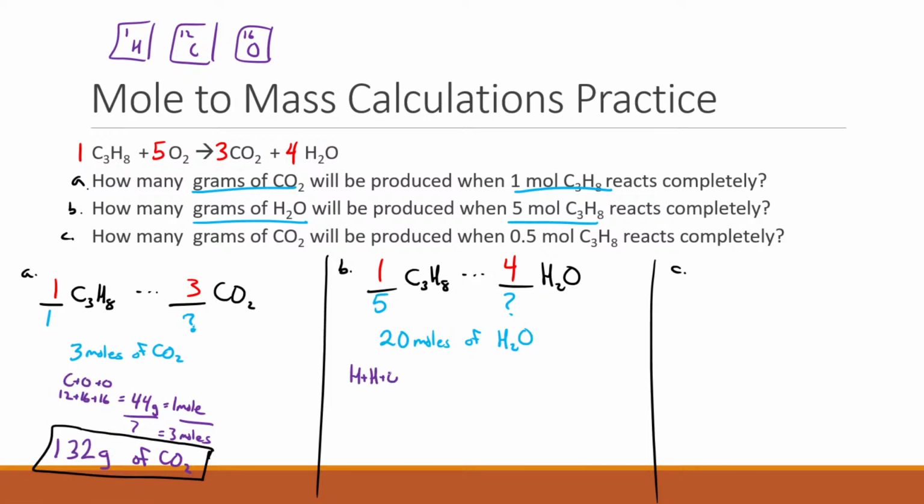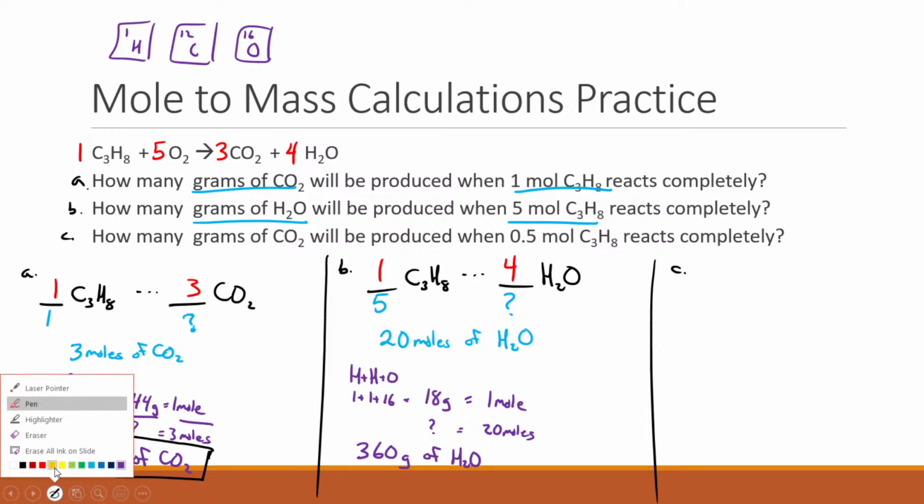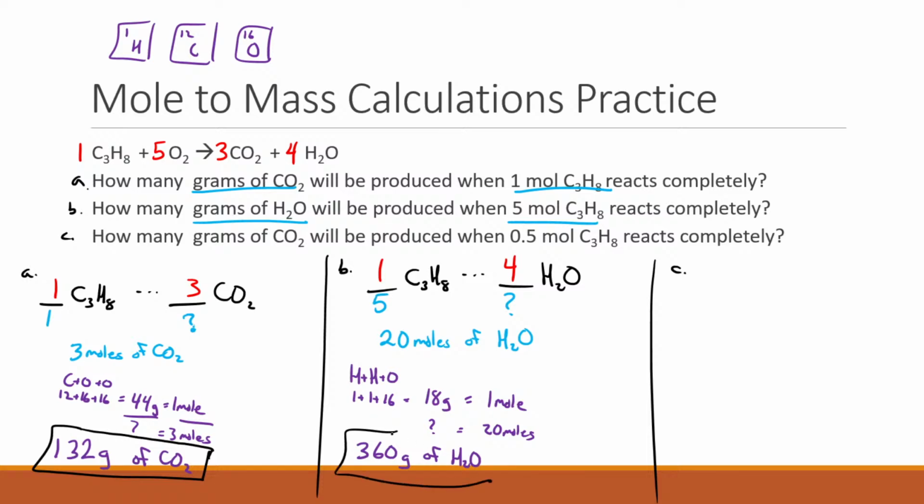H plus O. 1 plus 1 plus 16. 18 grams is 1 mole. So 20 moles is going to equal some other number. And again, we have our proportion. 18 over x equals 1 over 20. 18 over 360 grams of water equals 1 over 20. And that is going to be our answer. These proportions are made for you as you set up the problem.